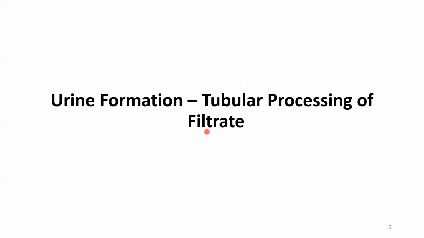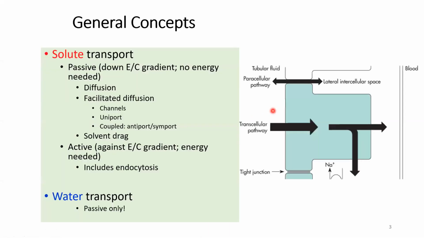So basically this chapter in Guyton starts with the tubular processing of filtrate, the second step in urine formation. The first chapter dealt with issues related to the glomerulus, and now, in the coming lectures as well, we'll be talking about tubular functions. So in that, some general concepts are there.